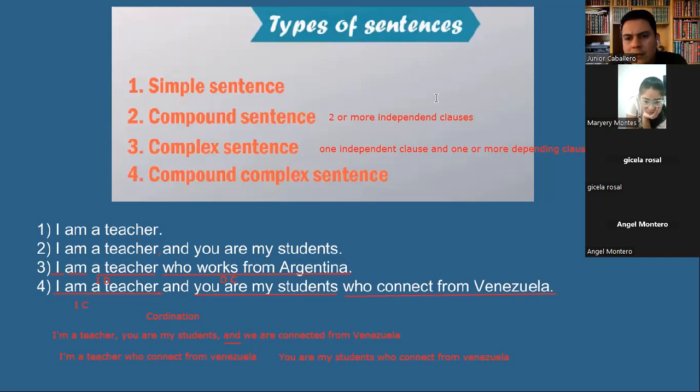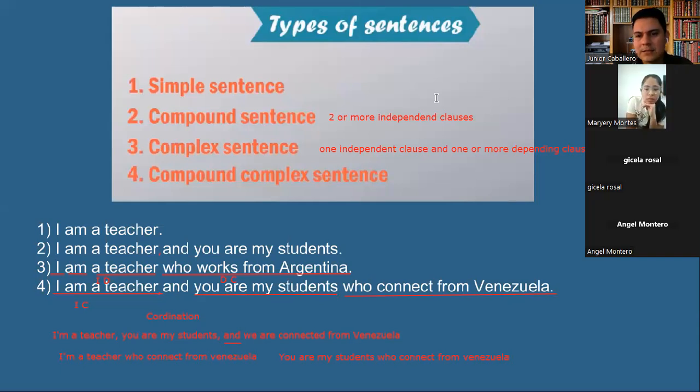Bien. Alguien puso por allí, what if I say we're working in the class who connects from Venezuela? ¿Cómo traduces eso allí? Nosotros estamos trabajando en la clase que nos conectamos desde Venezuela. Ese who funciona como un quiénes. Nosotros estamos trabajando en la clase quienes nos conectamos desde Venezuela. No sé, hay algo allí que no cuadra. Exactamente, tiene que ser precisamente decir que se está conectando desde algún lugar, o sea, por internet.